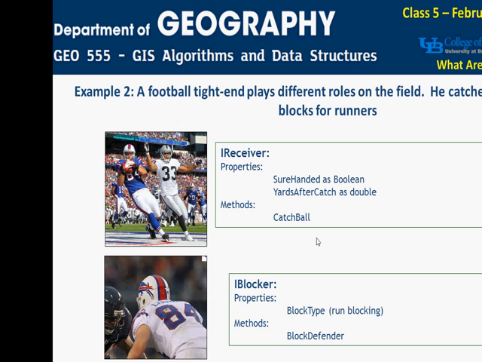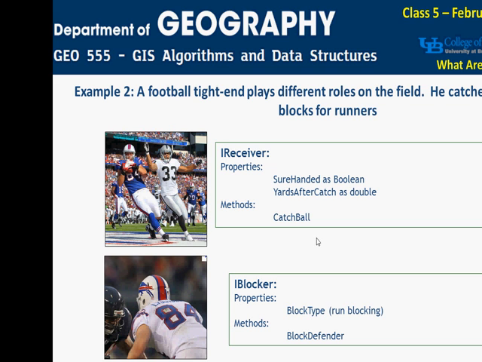So there may be an interface I receiver, and there's properties and methods associated with that action in football. The method catch, or how sure-handed is he? And then he may have reception statistics, average yards after catch, number of touchdowns, et cetera, et cetera. In this case, there could be an interface I blocker that represents the action of blocking for a running back. But again, the point is it's the same person.